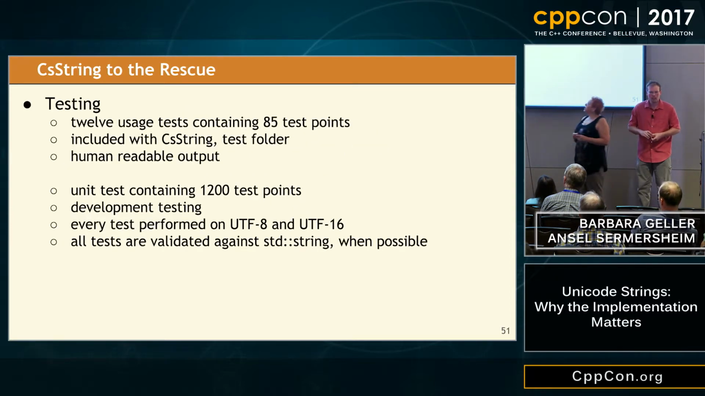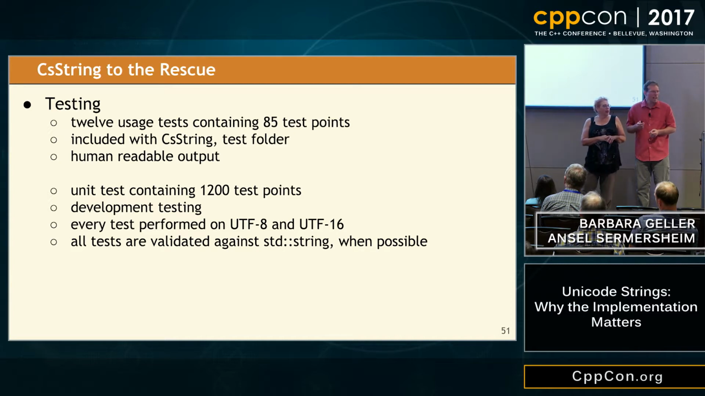When we ran through some of the testing, Ansel wrote some not so human readable, not so pretty testing and did about 1,200 tests. I wrote a little bit more human readable stuff that tests about 85 different outputs. One of the great things is he tested everything that he could test against std string. That gave us a lot of confidence in the work we were doing.